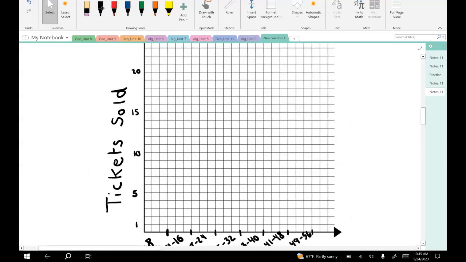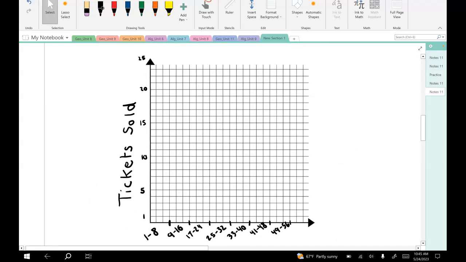So zoomed out, that's the most tedious part because there's just a lot of labels. You got to make sure you're labeling everything. And now we use our frequency values to actually make the height of our bars.